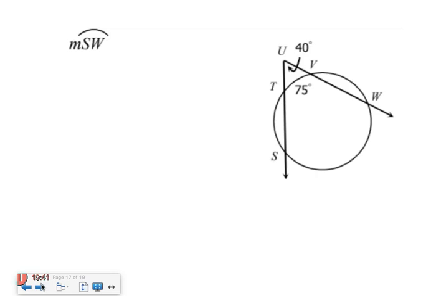Work backwards to find SW. So set up your whole little equation, work backwards to find your big arc.